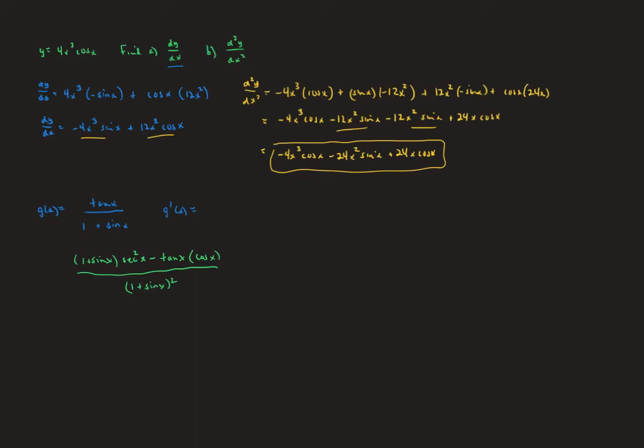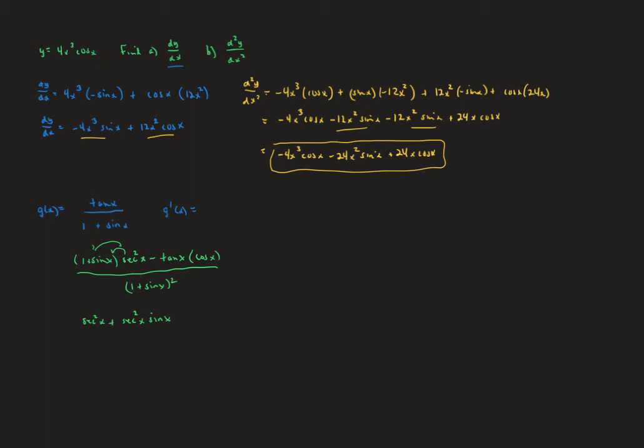So we should look for things we can clean up. I guess we can distribute here, and we can get secant squared x plus, and remembering that secant is 1 over cosine, so multiplying by sine is not going to give us any kind of cancellation. So I'm just going to write the squared term first, but that doesn't make any difference at all there. That's secant squared sine x.